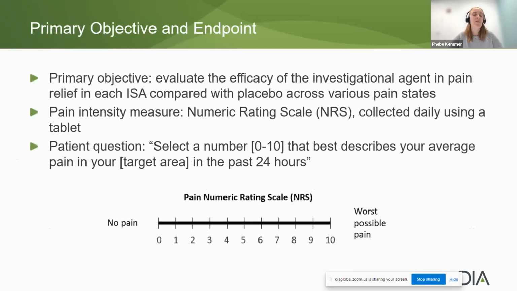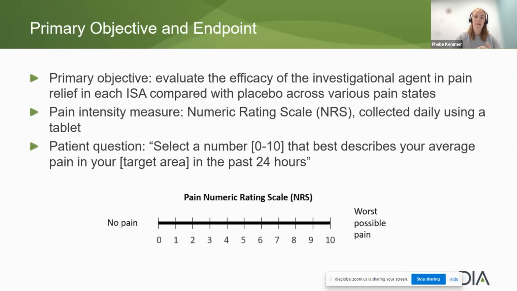Okay, good. So just a little bit more about our primary objective. As I mentioned, we use this average pain intensity measured via the numeric rating scale. Every day, each patient in our trial has a little e-diary. This is a tablet, but it's more like a smartphone device. And every day the patient is asked on a 0 to 10 scale, select a number that best describes your average pain in the past 24 hours. If it's about osteoarthritis, it asks about pain in the knee, for example. And the patients answer an integer value from 0 to 10.